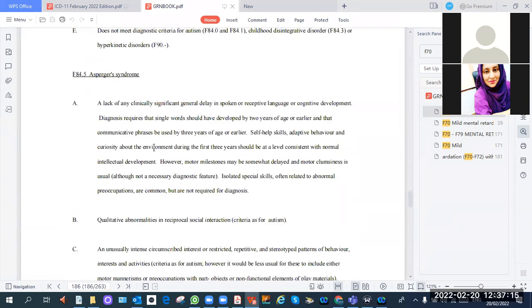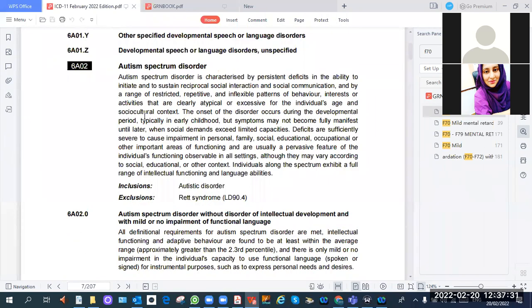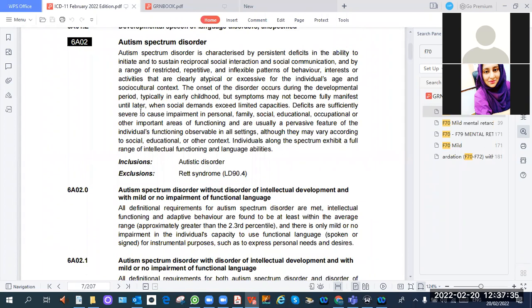Now if we come to F84.4, F84.5, Asperger syndrome. Now there is no more Asperger syndrome in ICD-11. They just go very scientifically now. So they say autism spectrum disorder without disorder of intellectual development, means there's no DID, and the language is normal, with mild or no impairment of functional language. That was the Asperger syndrome, where the language was normal and intellect was normal, but the patient or the child did suffer from the autism spectrum disorder.